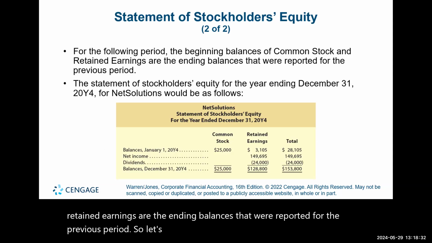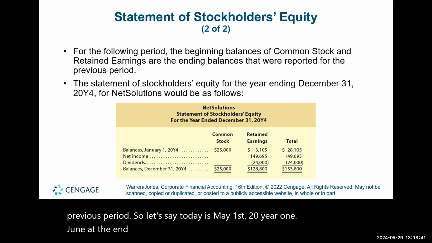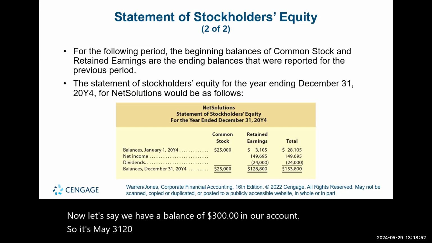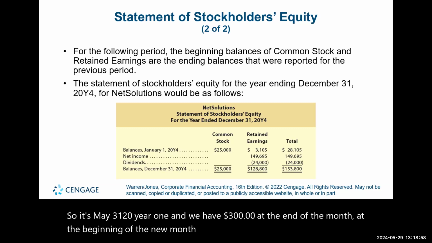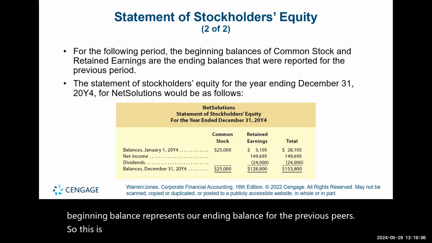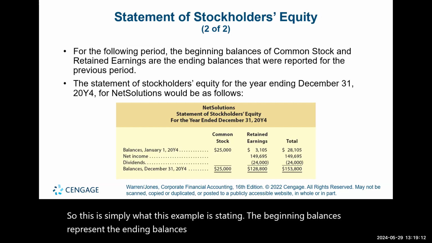So let's say today is May 1st, 20 year one. Let's say it's May 31st, 20 year one. Now, let's say we have a balance of $300 in our account. So it's May 31st, 20 year one, and we have $300 at the end of the month. At the beginning of the new month, which is June 1st, 20 year one, our beginning balance represents our ending balance for the previous period. So this is simply what this example is stating. The beginning balances represent the ending balances for the previous period.